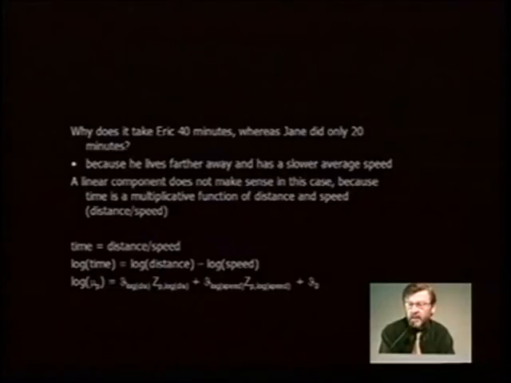Next slide is again on the party. And this is to introduce a third component. And I'm using a trick, I'm actually misleading you, but I hope you're willing to take it. Why does it take Eric 40 minutes, whereas Jane did only 20 minutes? Well, we already have an explanation. It's because he lives farther away and he has a slower average speed.